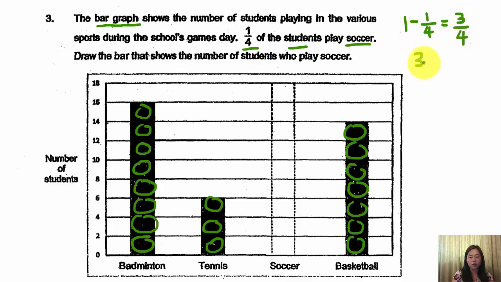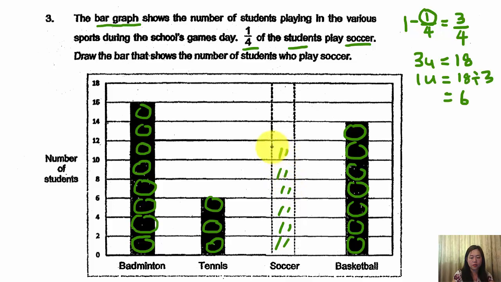So we can say that 3 units is equal to 18, and therefore 1 unit is actually equal to 18 divided by 3, which is 6. So since the number of students who play soccer represents 1 unit, we can shade it here. So this is actually the answer to the question without the need to add all this and calculate.